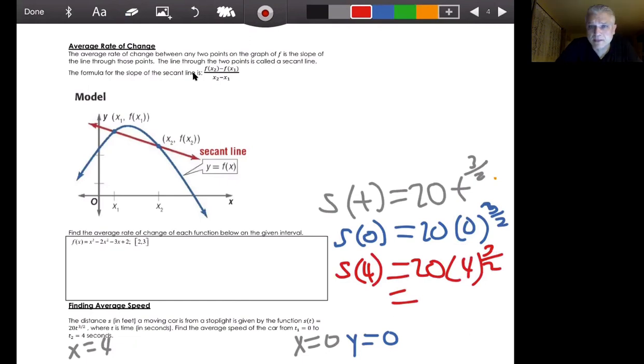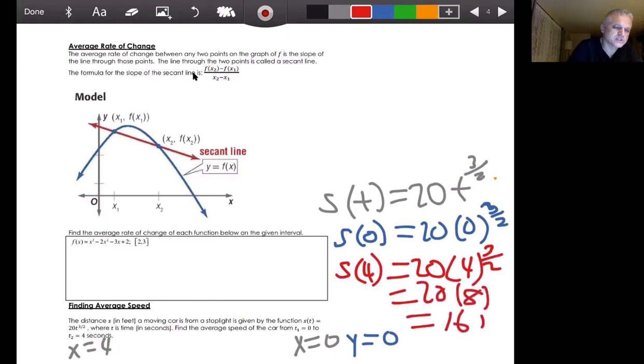Exponents first. We do PEMDAS or GEMS. What is 4 to the power of 3/2? Well, 4 to the 3rd power is 4 times 4 times 4. So that's 64. And then the 2 in the denominator means square root. So 4 to the 3/2 is the square root of 64. 4 to the 3/2 is 8. So that's 20 times 8, which is 160. So that means when x is 4, the y is 160. In this case, when t is 4, the S of t is 160.